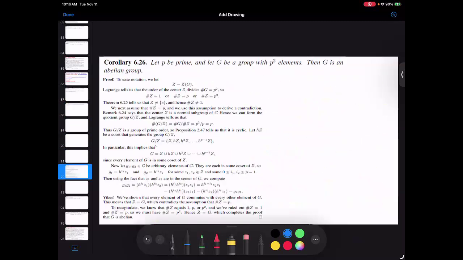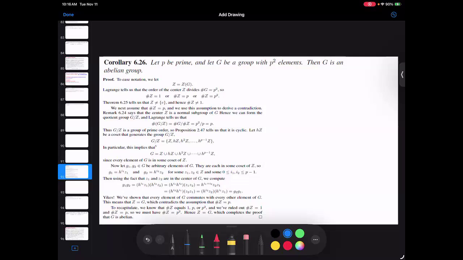Okay. I'm not going to go through the proof of corollary 6.26. I'm going to just paste it here. It's in the book. It basically goes through a very similar calculation. And it says if P is a prime and G is a group with P squared elements, then G is an abelian group.